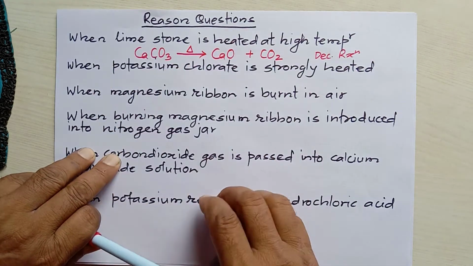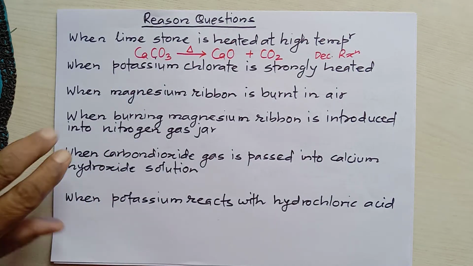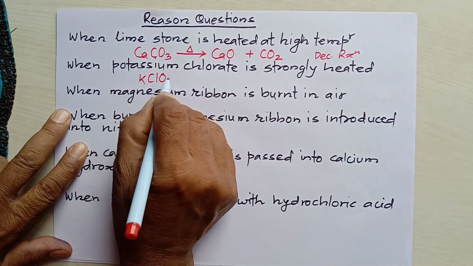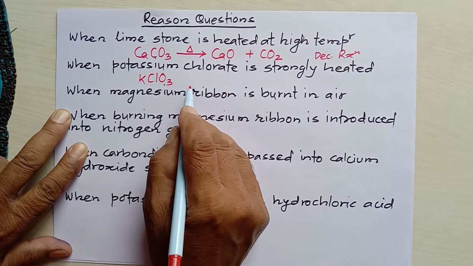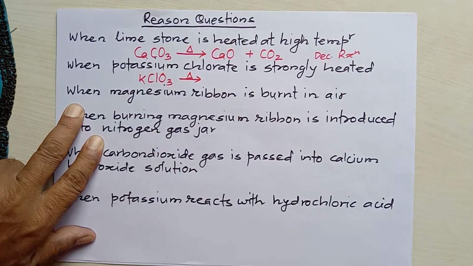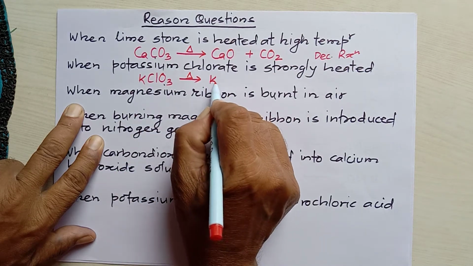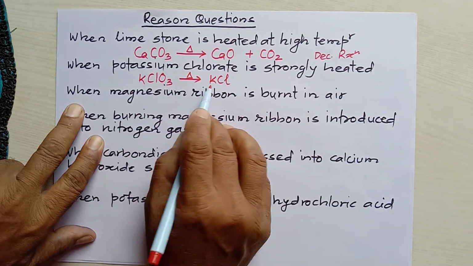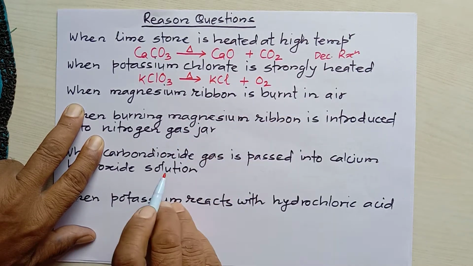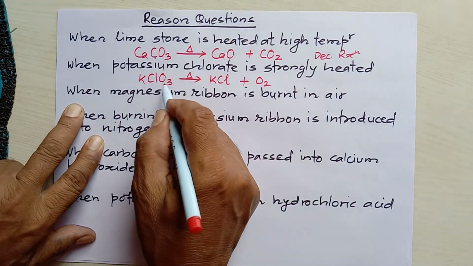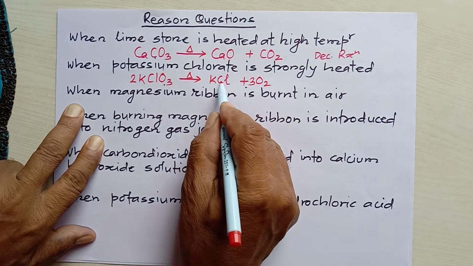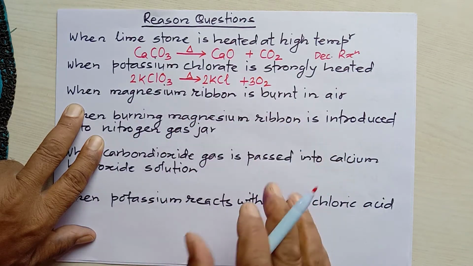Okay, another one. When potassium chlorate is strongly heated, potassium chlorate is KClO3, potassium valency 1, chlorate valency 1, equal valency, no exchange. When it is heated at high temperature, then what happens? It decomposes into potassium chloride, equal valency 1 1, that's why no exchange, and oxygen gas. Now we can balance this equation. Oxygen 2 here, 3, odd number, that's why 2 here, 3 2 is 6, 3 2 is 6. Oxygen balanced. Chlorine 1, chlorine 2, we can write here 2.